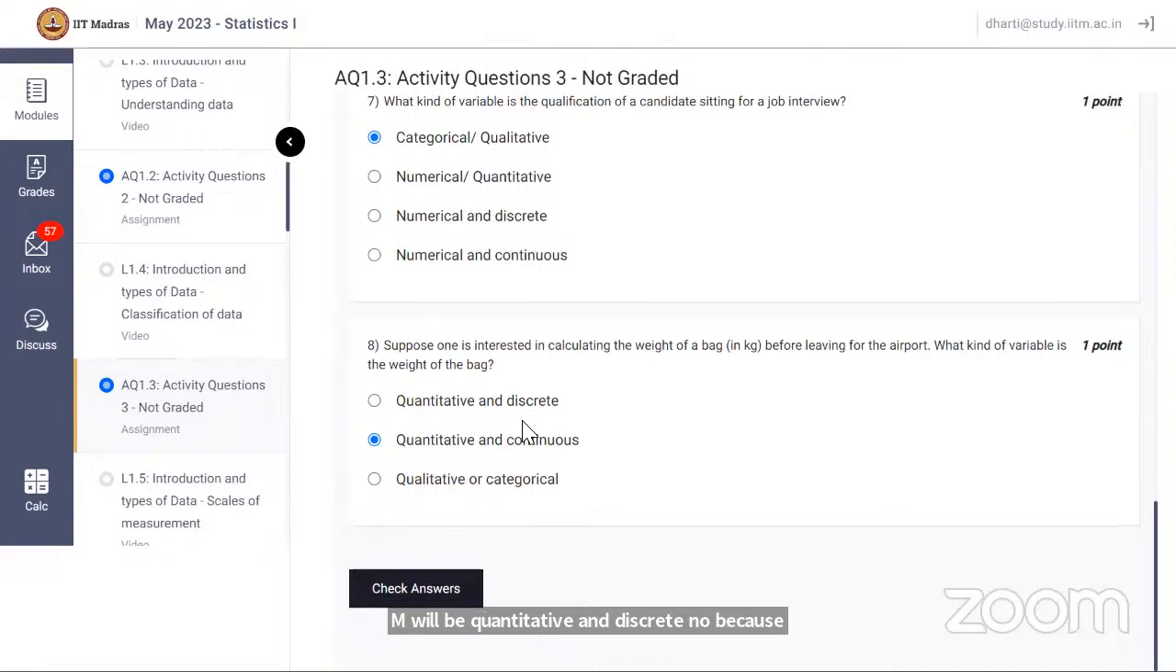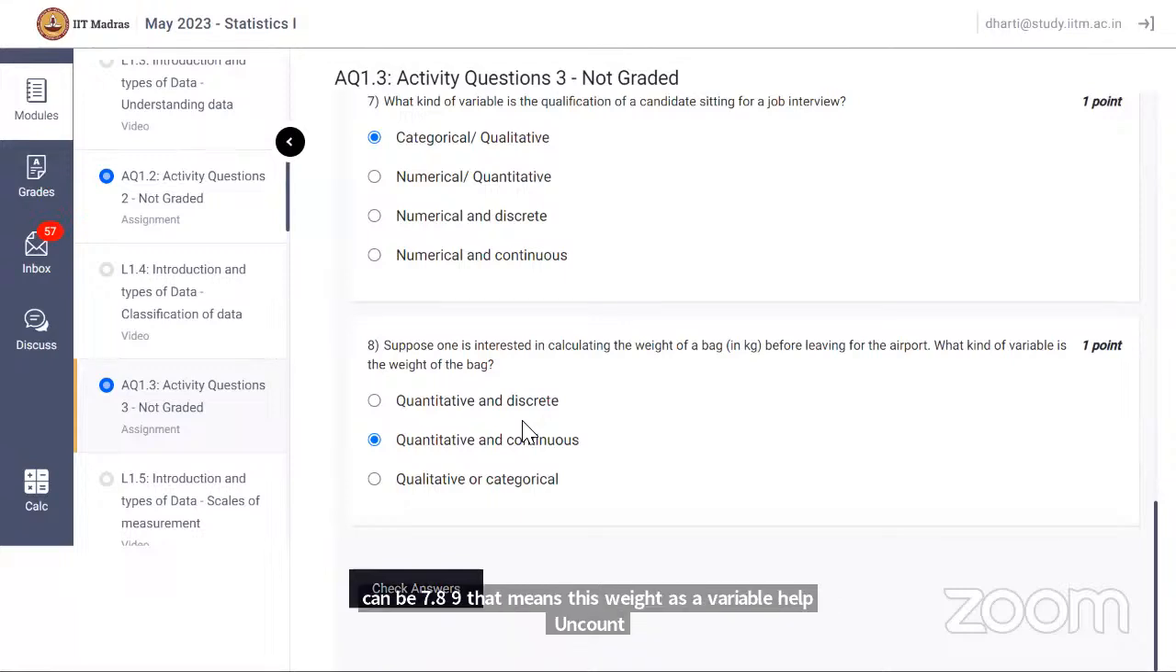Yes, you can get one value, but that one value, for example, your weight can be 25.1, your weight can be 6.7, your weight can be 7.89. That means this weight as a variable has uncountable options to take as a value. Are you getting my point?